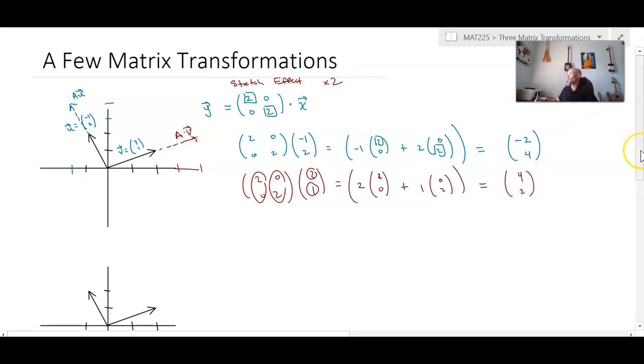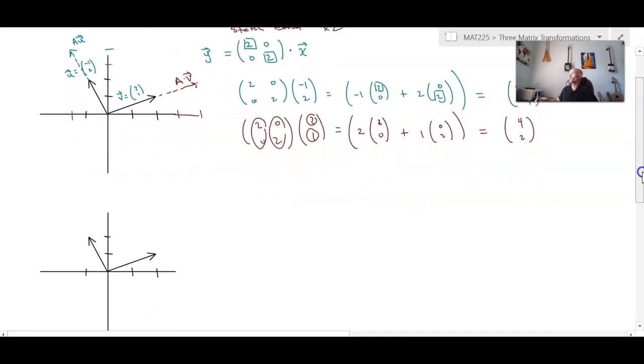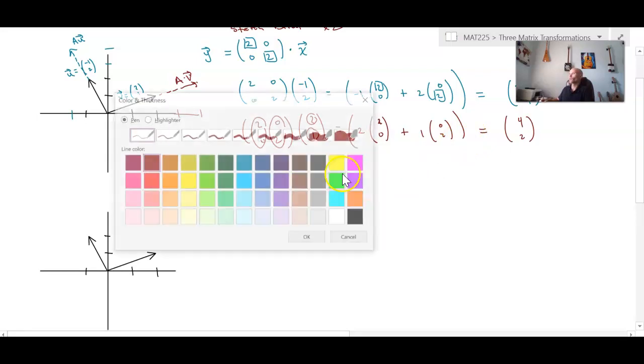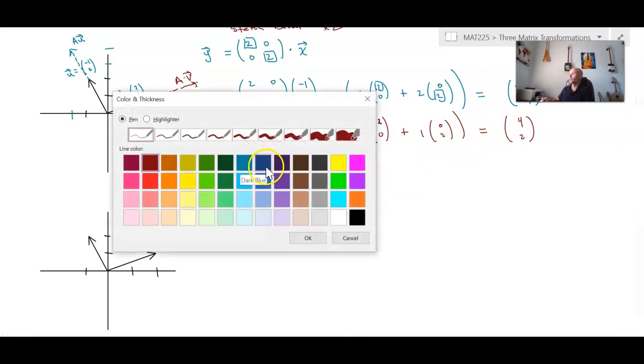So there's one geometric transformation that could actually be pretty useful depending on what it is that we're doing with these vectors. In graphics, this can become incredibly useful.